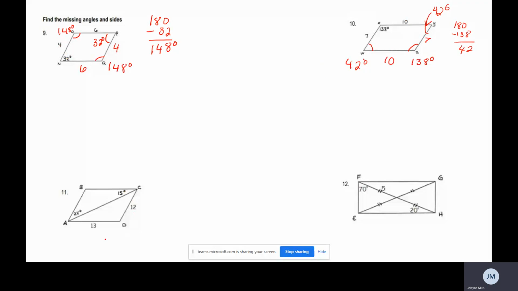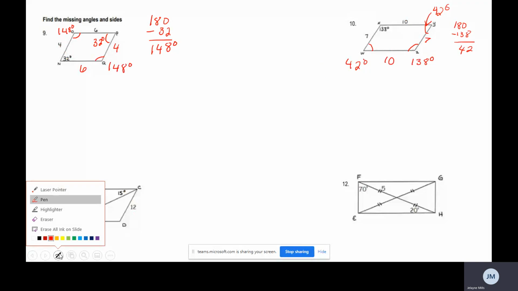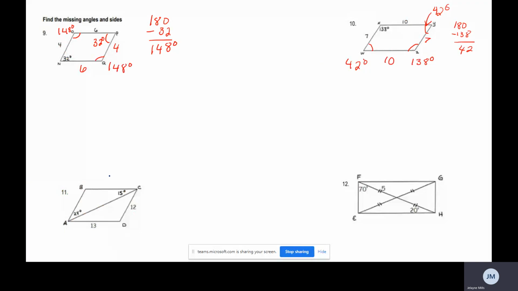All right, so let's change our pen color so that we can have a little different one. So on this one right here, these are parallel lines, and they're cut by a transversal. So here's your transversal right here. This is your transversal.